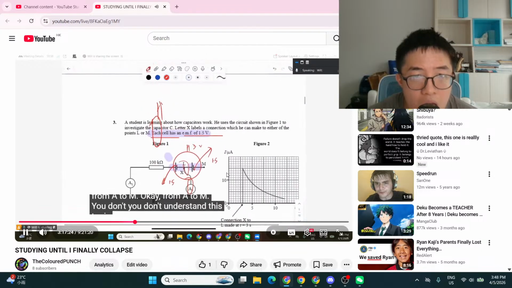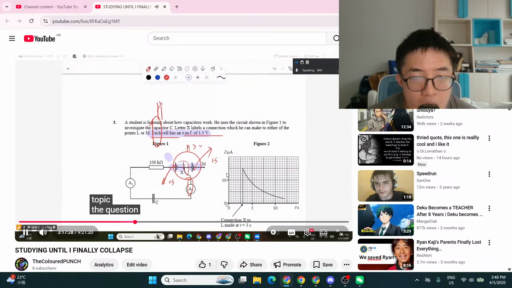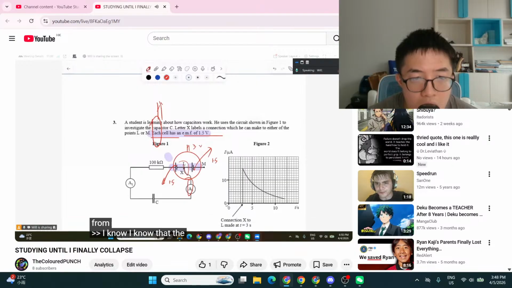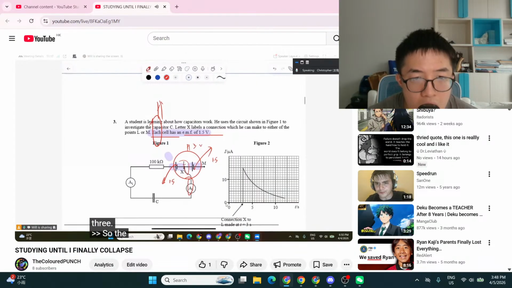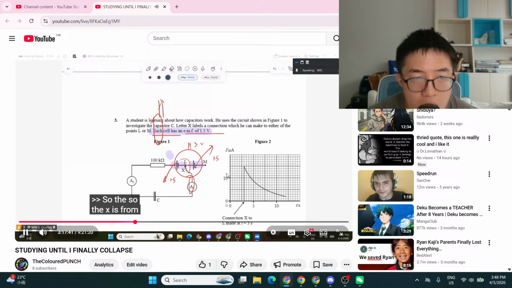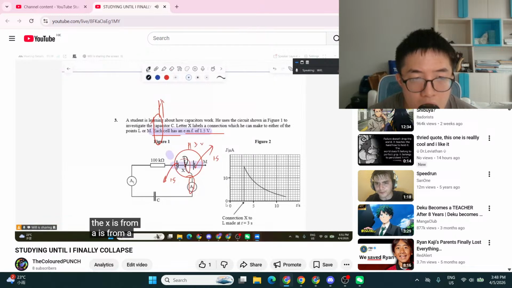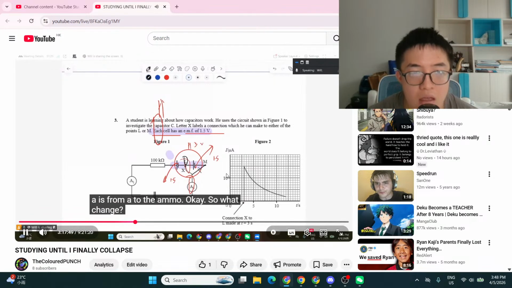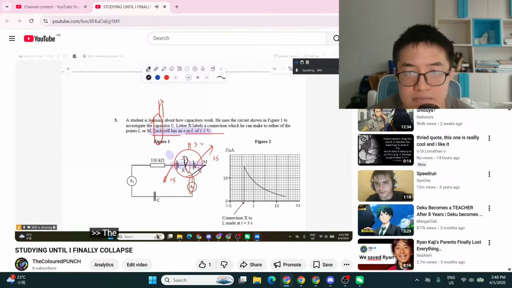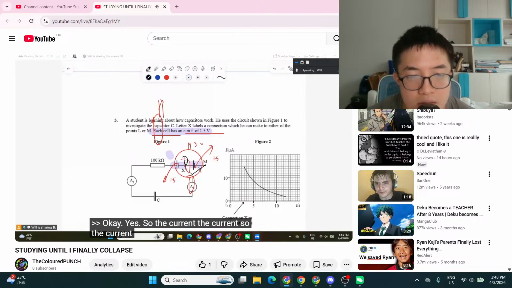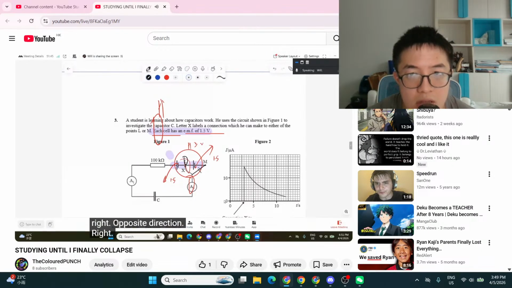You don't understand this question? From L to M. I know that the EMF is now 3. So X is from L to the M. Okay, so what will change? The EMF increased to 3. Okay, yes. So the current has the opposite direction, right? Opposite direction, right? Wait, why?